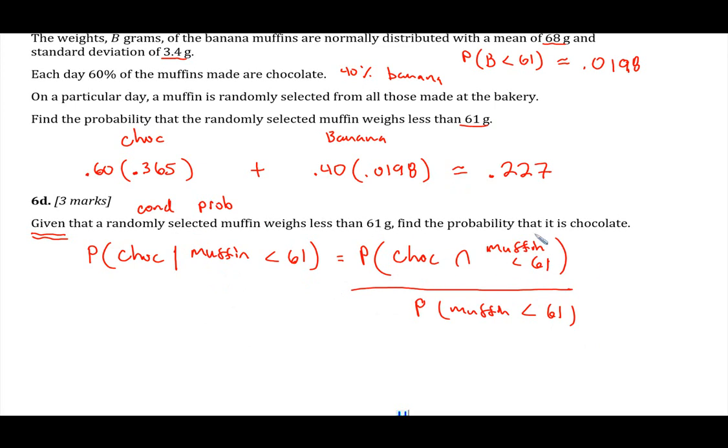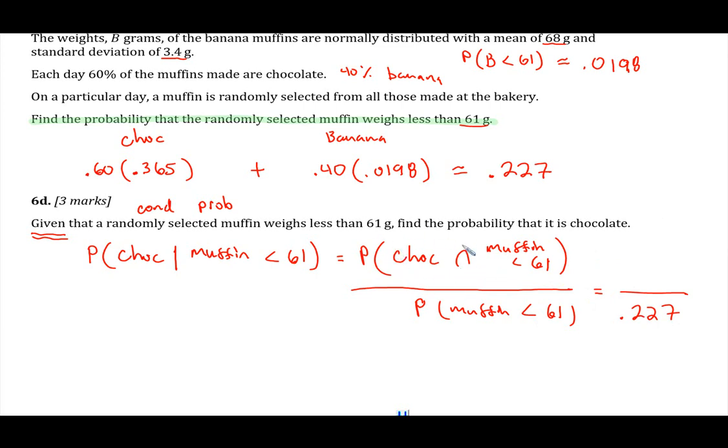a lot of times, the numerator or the denominator is something that you've calculated already. I notice the probability that a muffin is less than 61, we actually already calculated that. That was our answer from part C, if you recall, where we found the probability that the randomly selected muffin weighs less than 61. So we already have our denominator. It's 0.227.